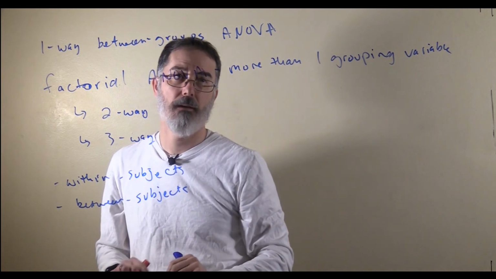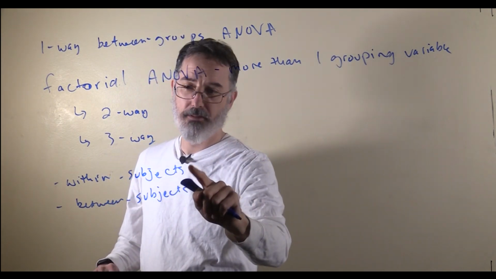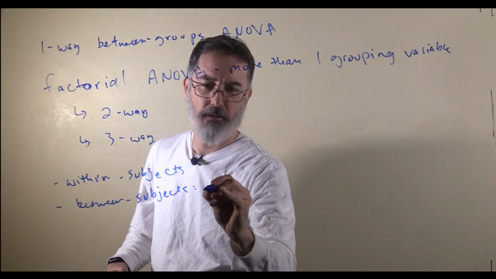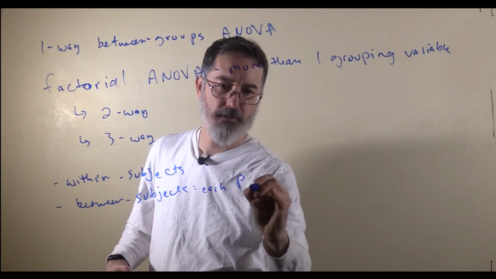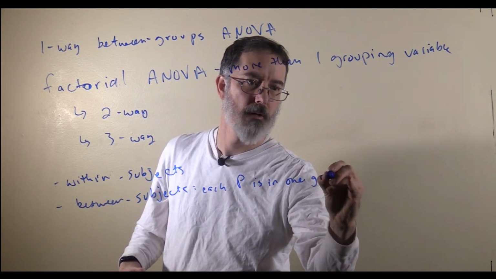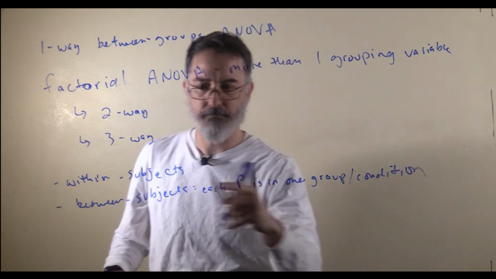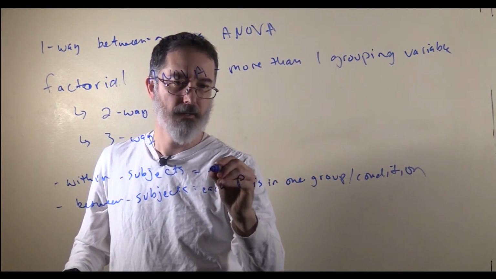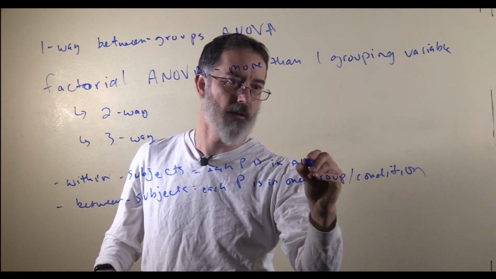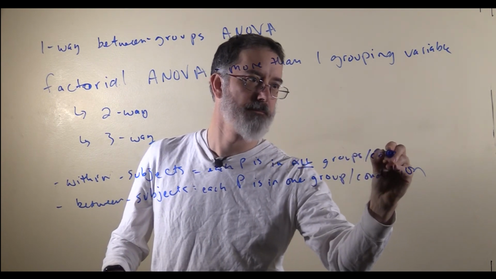So this is like a repeated measures t-test or an independent samples t-test, right? So here, between subjects, each participant is in one group or condition. Within subjects, each participant is in all groups or conditions.